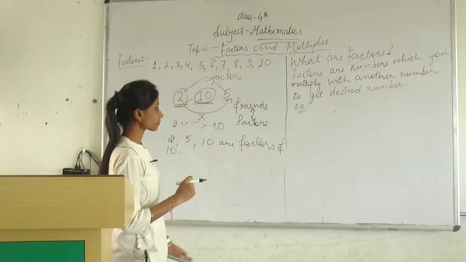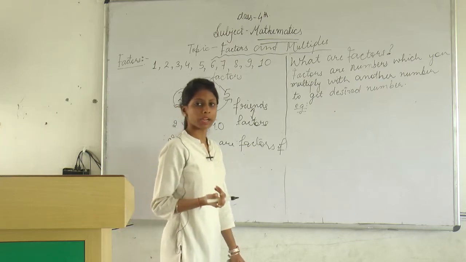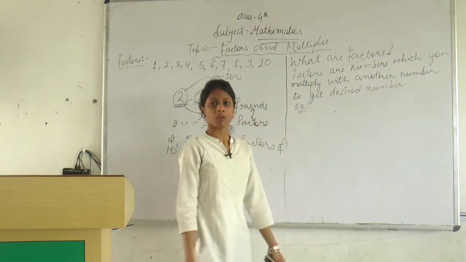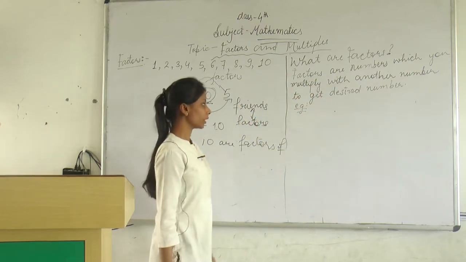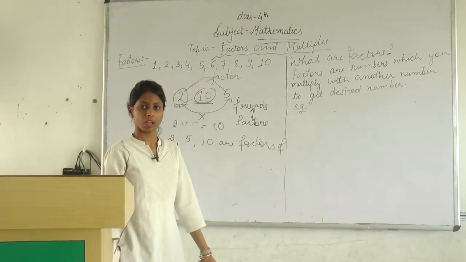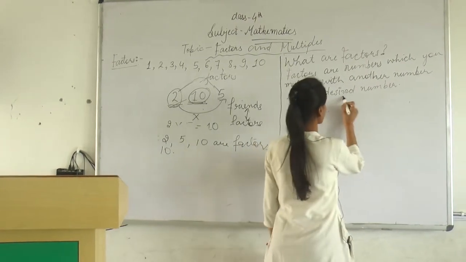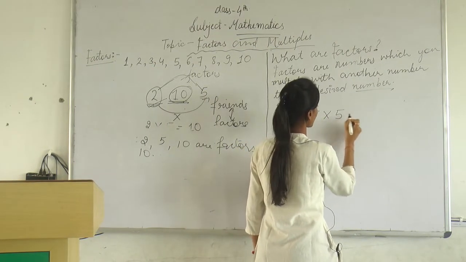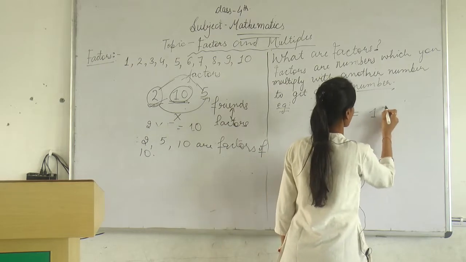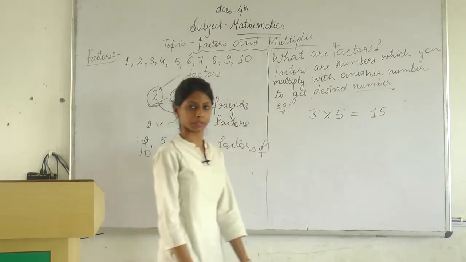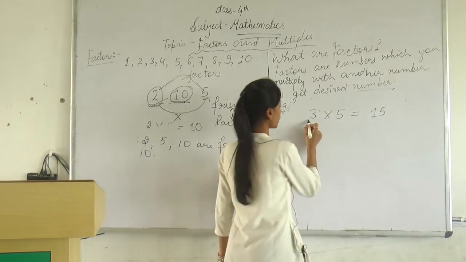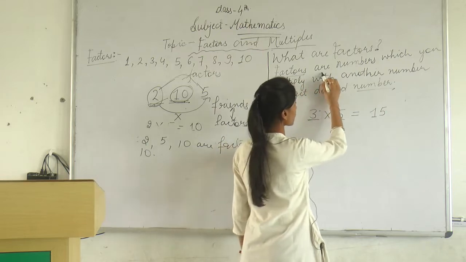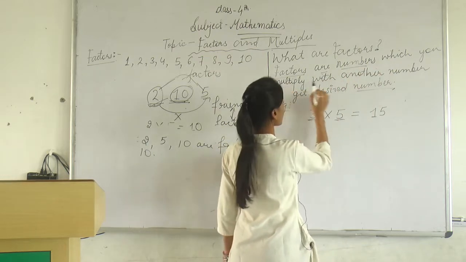After that, we understand what the factors are. From this, we conclude factors are numbers which you multiply with another number to get the desired number. What does it mean, desired number? Let's take one example. Suppose I take the product 3 multiplied by 5 gives me the product 15. Now, see 3 and 5. What is the definition? Factors are numbers which you multiply with another number.